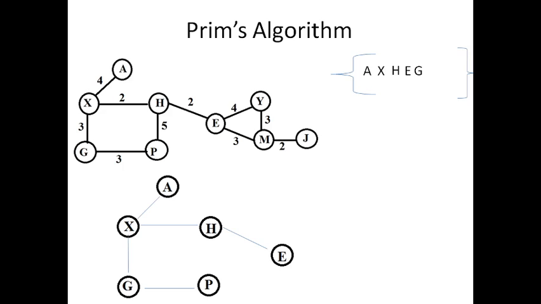Next we can include either P to H, which is weight 5, or E to M, which is 3, or E to Y, which is 4. But going by the lowest weight, E to M is the next best candidate, so that is included. And the next edge would be M to J, which has only 2, so it must be the next edge to be included. And finally M to Y.